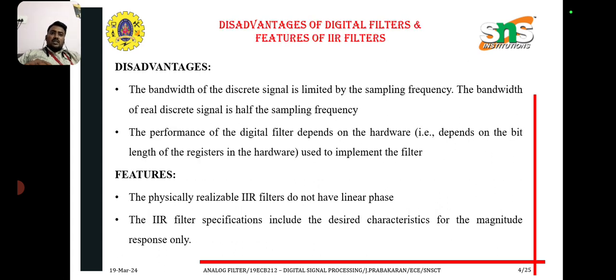Some of the disadvantages of digital filters: the bandwidth of a discrete signal is limited by the sampling frequency. The bandwidth of a real discrete signal is half the sampling frequency. The performance of the digital filter depends on the hardware used to implement the filter. Some of the features: physically realizable IIR filters don't have linear phase. The IIR filter specification includes the desired characteristics for the magnitude response only.